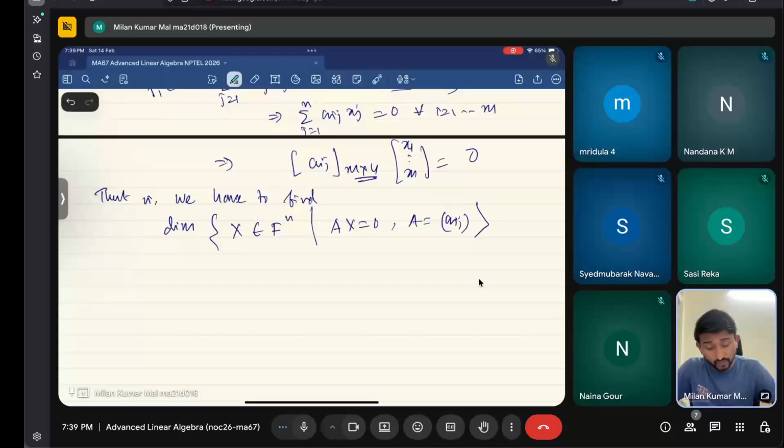But here I will try to solve it a little differently. That is generally how to solve it. But here, if you look carefully, we have some pattern. So we'll follow that pattern, and then it will become very easy.